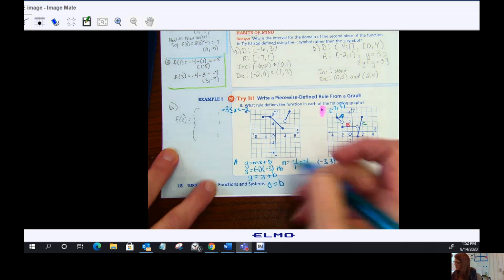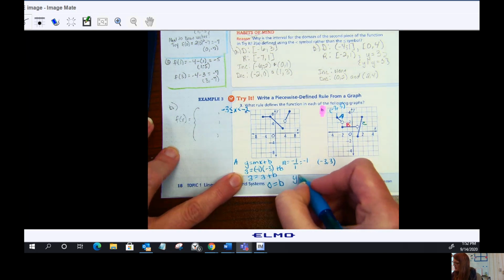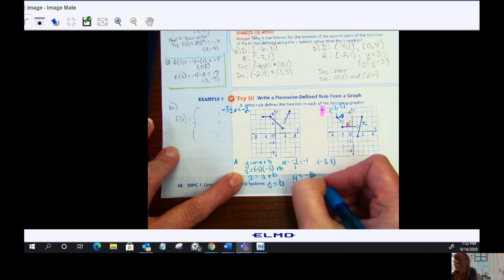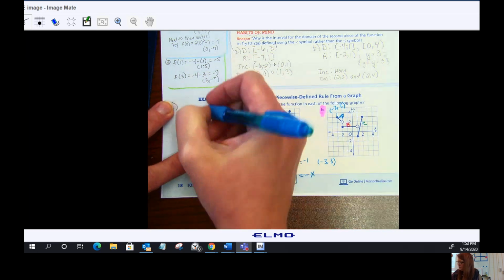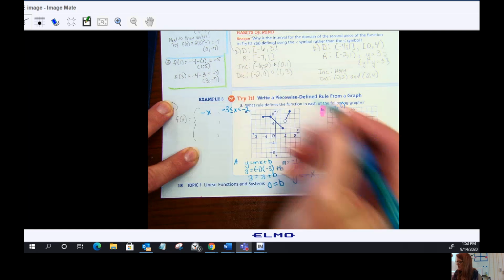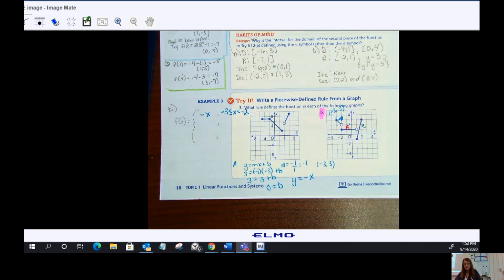So the equation of this line then is y equals negative x. Y equals m, my m is negative 1, x plus b, and my b is 0. And I'll just drop that in. Okay, so that's my first line is now done.